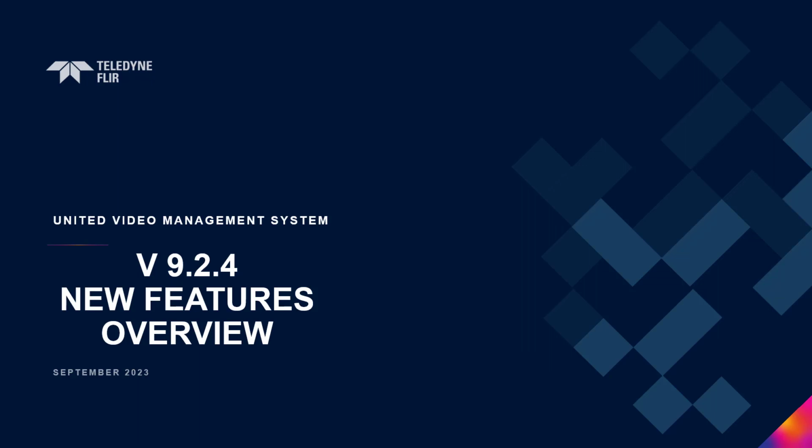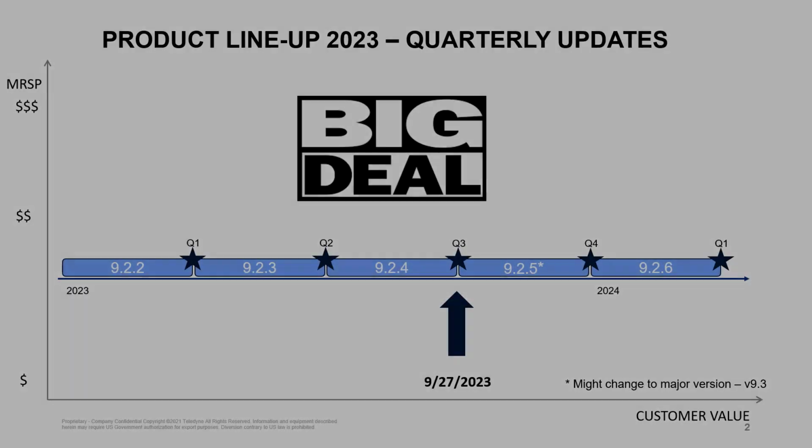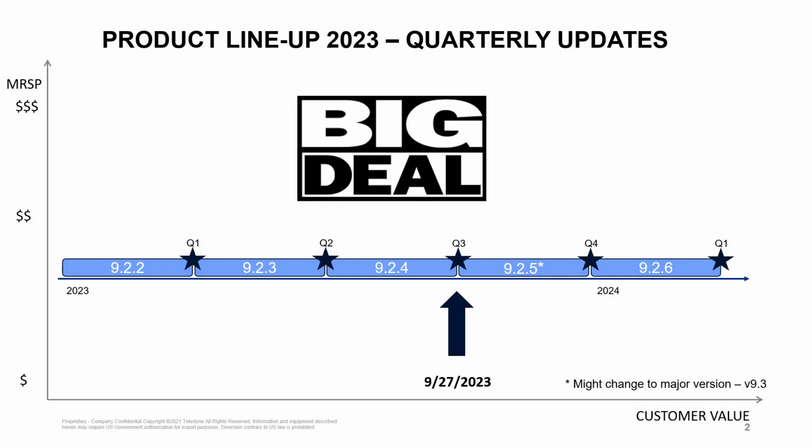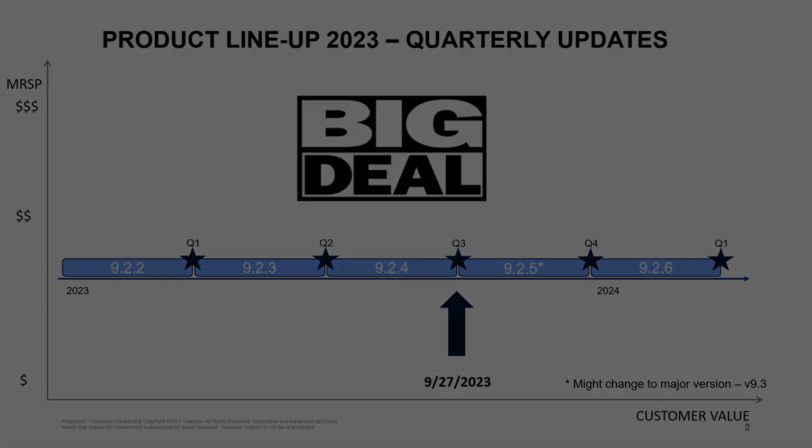Welcome. In this quick video, we're going to go over the new features that we've added with the release of United VMS 9.2.4. As we started with UVMS 9.2.3, we're releasing updates each quarter. And as you can see by the GA date at the bottom, we are right on schedule as we move forward, trying to be more agile and responsive to our customer needs.